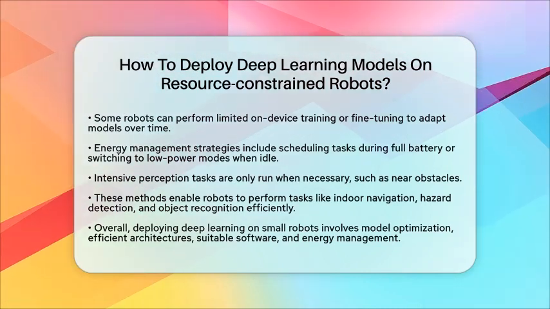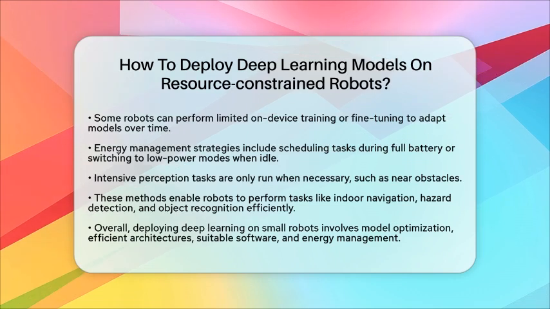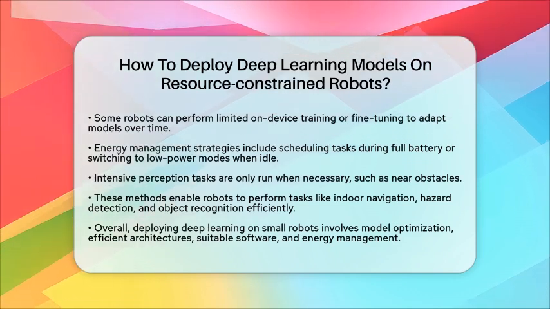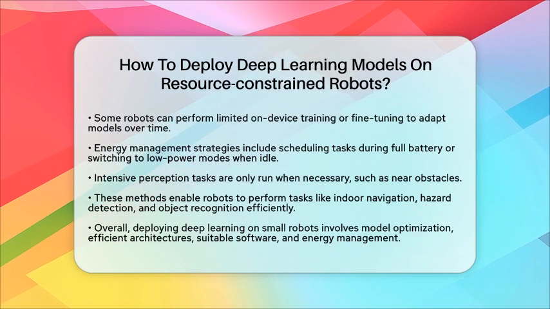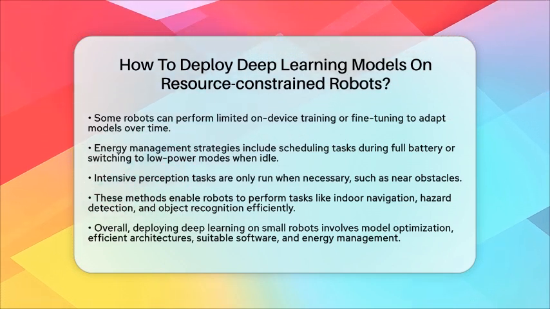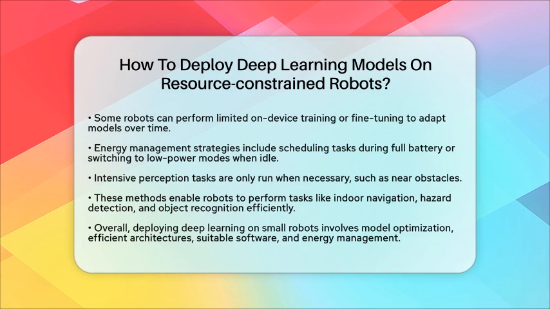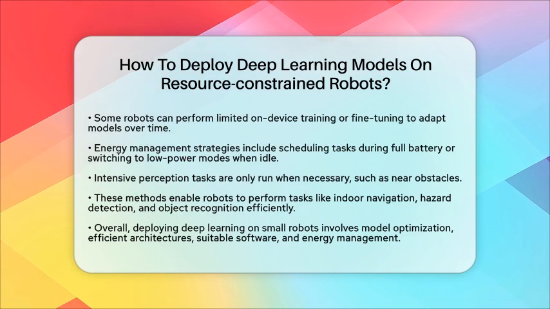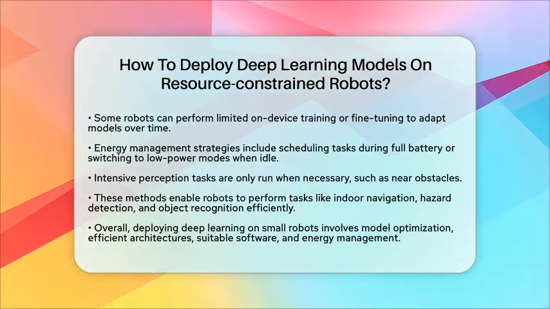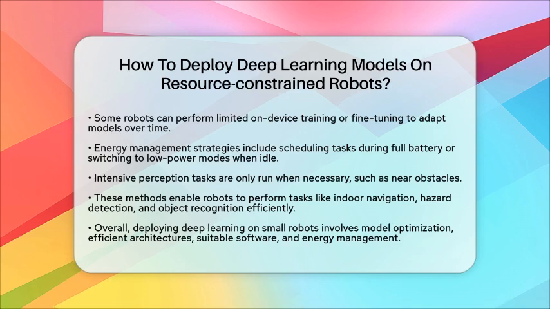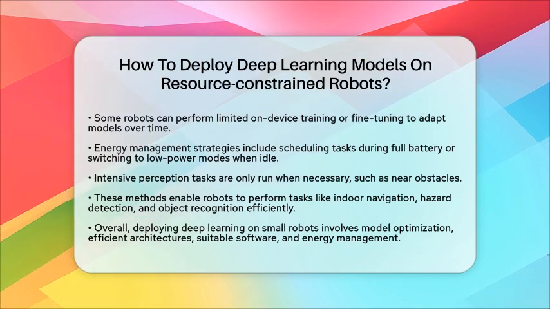In practical terms, these strategies help robots navigate indoors, detect hazards in retail stores, or recognize objects for manipulation tasks. For example, a small robot in a supermarket can use a lightweight neural network to spot spills or obstacles, helping it move safely without draining its battery.